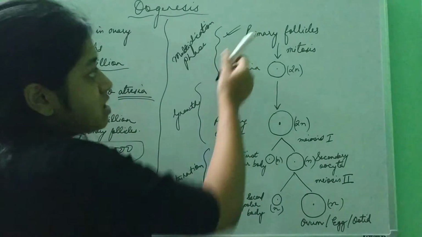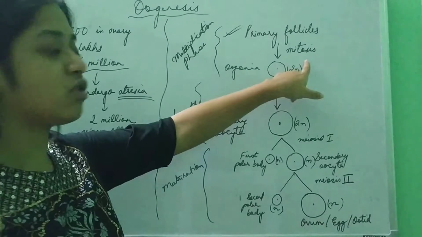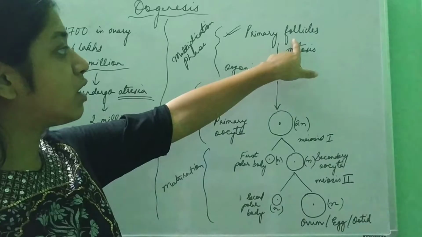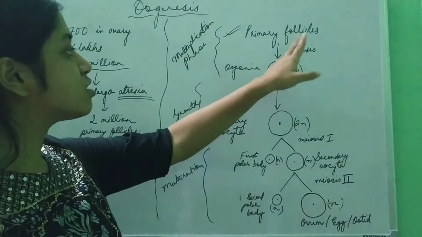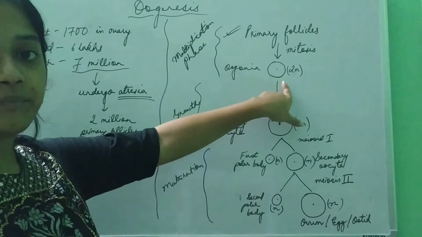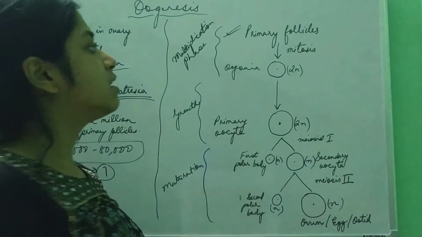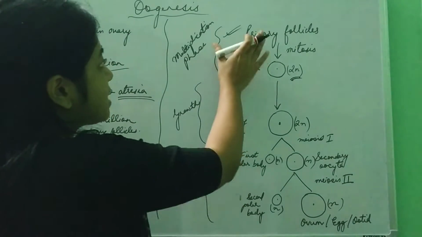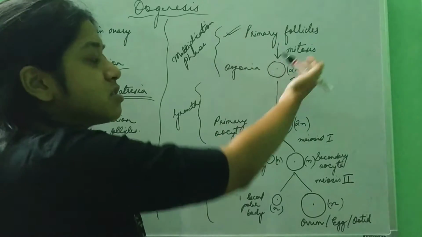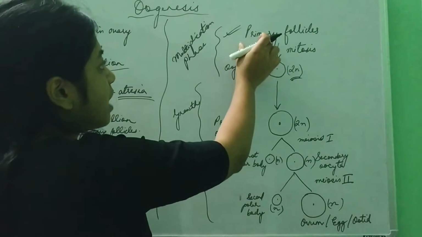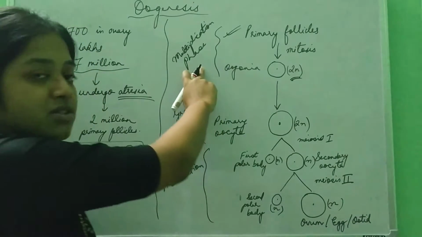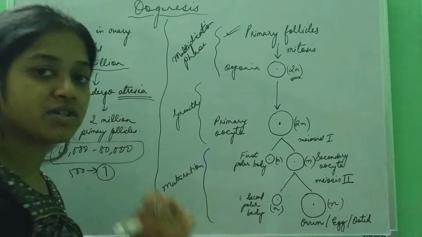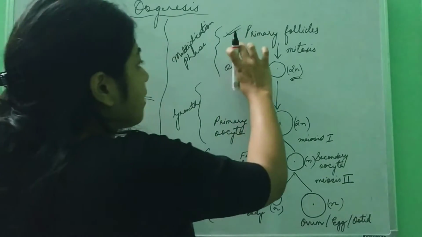The primary follicles will first undergo mitosis. Mitosis is equational division, which means the follicles will grow to form oogonia, which are diploid, twice the number. This is the multiplication phase, because rapid division is occurring. So these primary follicles form oogonia in the multiplication phase. It's the same as spermatogenesis, with 3 phases: multiplication, growth, maturation. So the multiplication phase goes up to oogonia.